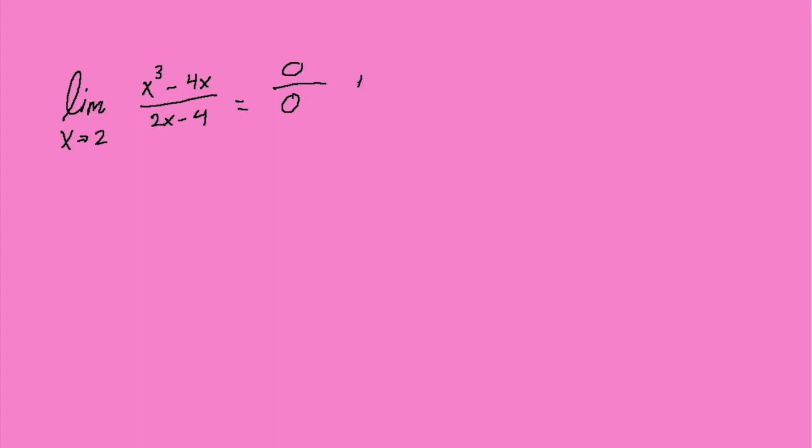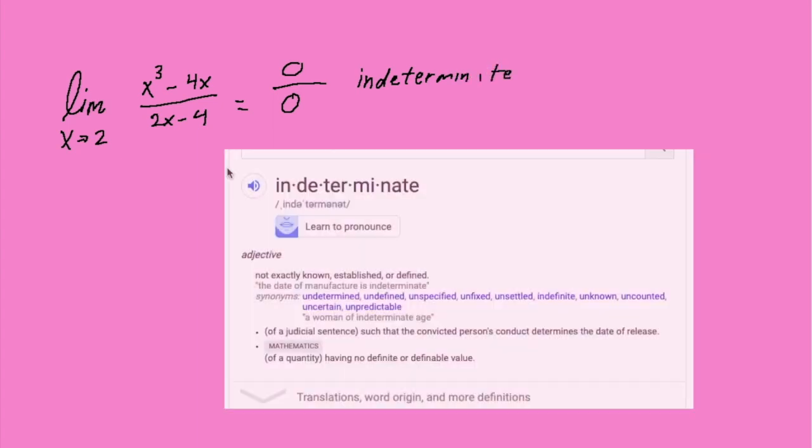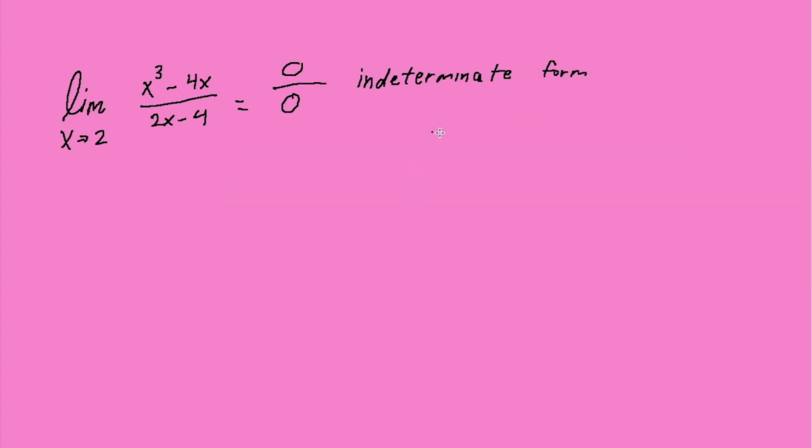And this is known as indeterminate form. And this is going to come up in future videos as well. But since it's coming up here, we'll just go ahead and say it. This is called indeterminate form, which means literally we can't determine what the limit is because we get 0 over 0. It's also telling us that this function is undefined when x equals 2.